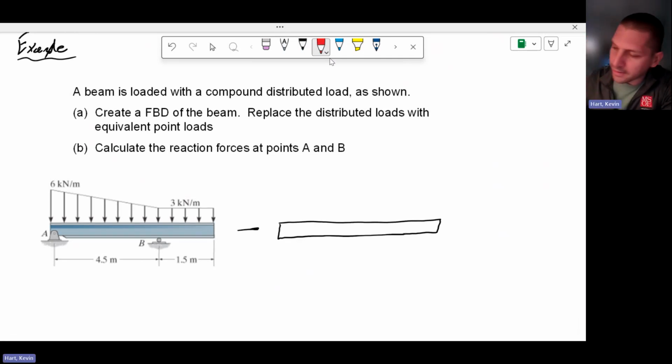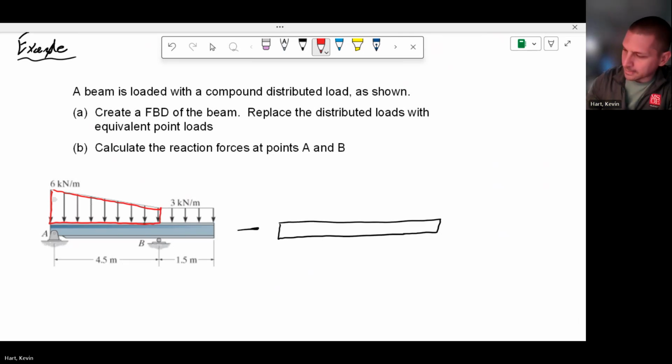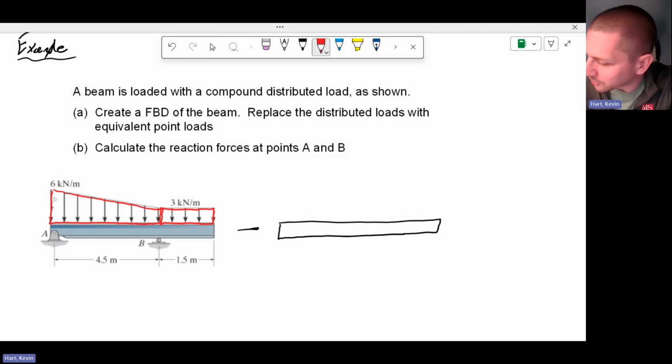This first load that we see here on the right-hand side is a trapezoidal distribution, or trapezoidal looking function. And our second is a rectangular. Rectangular, we can handle, that's no problem. Trapezoidal, we have to use compound loading function situations to deal with. So I'm going to break this trapezoidal into a rectangular and a triangular distribution.